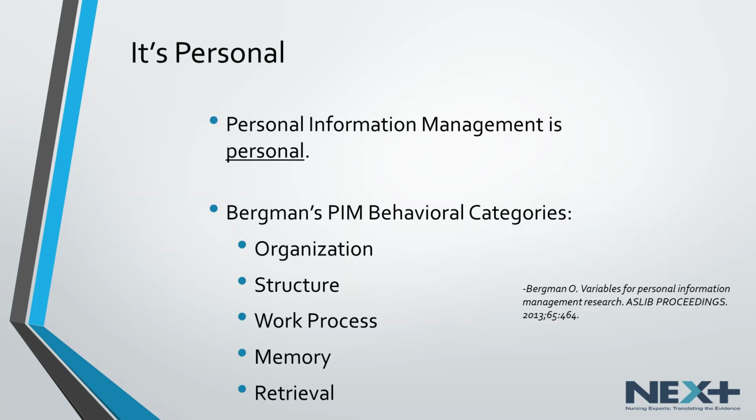One of the most important things to remember about personal information management is that it is very personal. What works for one person may not work for another, and vice versa. Successful information management requires that you become aware of your personal style. In the article Variables for Personal Information Management Research, Bergman defines 5 categories that help shape how individuals approach information management. You can think of these categories as having a continuum from one approach to the opposite approach, with neither approach being a preferred behavior.